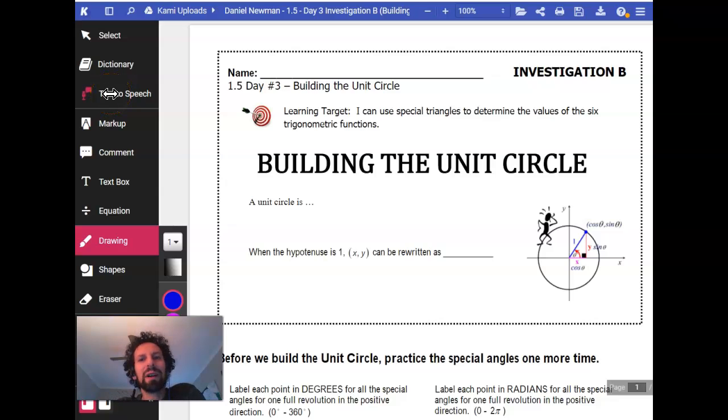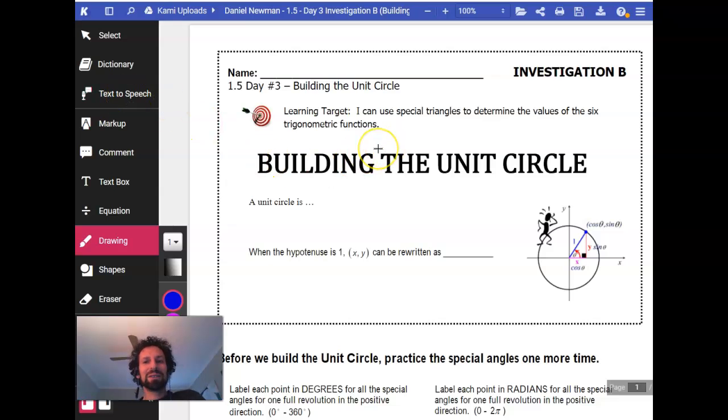Hi, everyone. Today we're going to be going through Investigation B. Now, it's very important before you do this that you're understanding and have completed Investigation A, as well as know your radian measures around the unit circle and your degree measures, because this lesson won't make sense if you've just skipped to it.